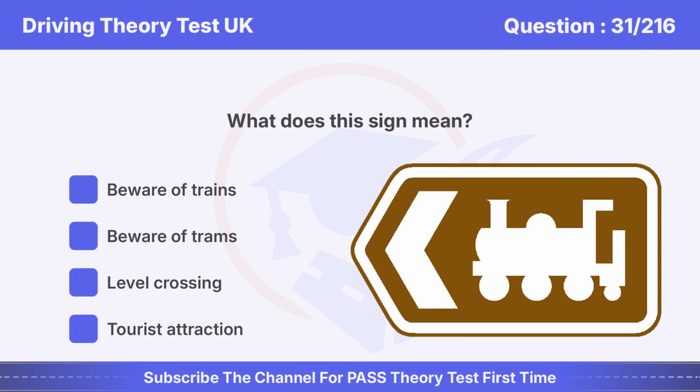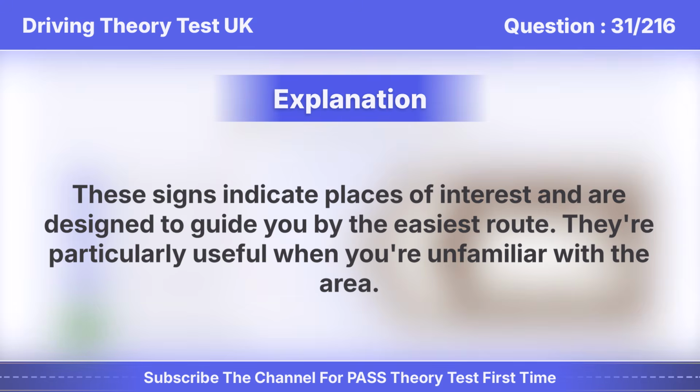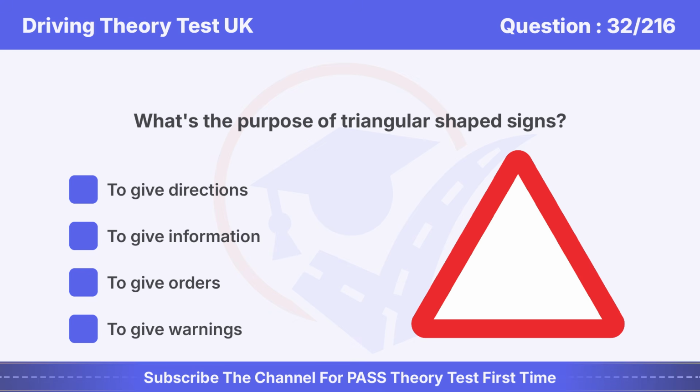Question 31. What does this sign mean? Answer is D. Tourist attraction. These signs indicate places of interest and are designed to guide you by the easiest route. They're particularly useful when you're unfamiliar with the area. Question 32. What's the purpose of triangular-shaped signs?